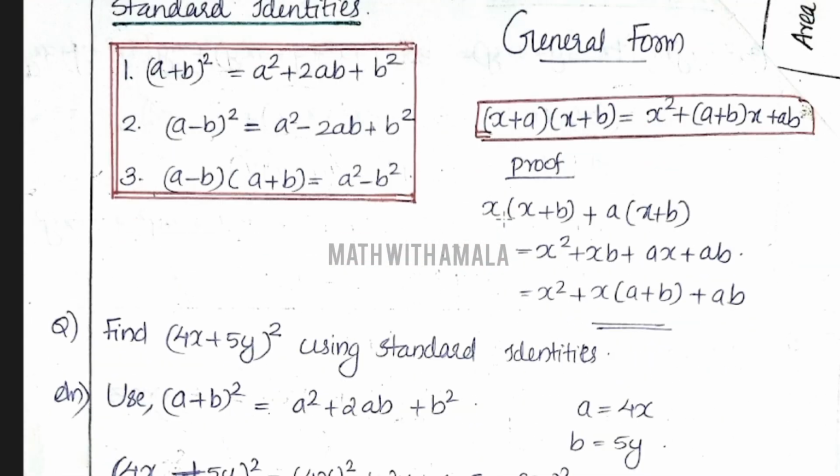A plus b the whole square is equal to a square plus 2ab plus b square. A minus b the whole square is equal to a square minus 2ab plus b square. A minus b into a plus b is equal to a square minus b square. And it has a general form like x plus a into x plus b, which is equal to x square plus a plus b into x plus ab. And the proof is also given along with it.